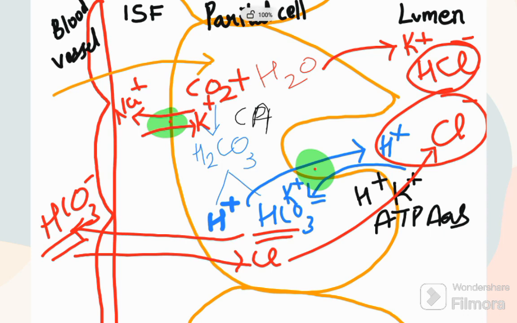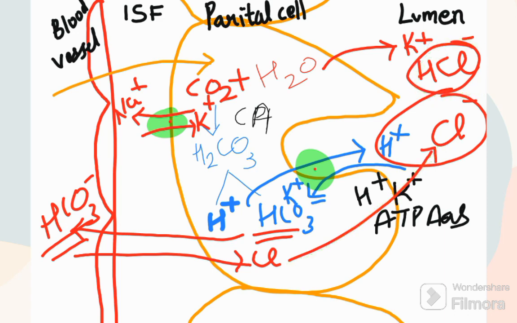The carbon dioxide and water, which come from the blood, are converted into H2CO3 by the enzyme carbonic anhydrase. This H2CO3 is converted into H plus and HCO3 minus. The H plus comes out of the cell in exchange with potassium. This is done by the enzyme H plus K plus ATPase with the help of ATP. Next is the HCO3 minus, which is sent out of the cell and again exchanges with chlorine. The chlorine comes into the lumen and HCl is formed.